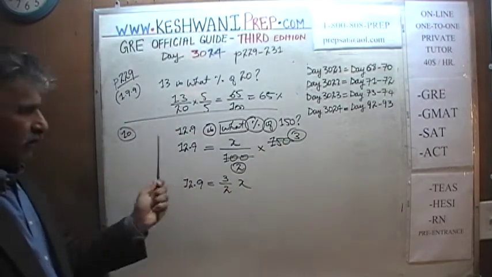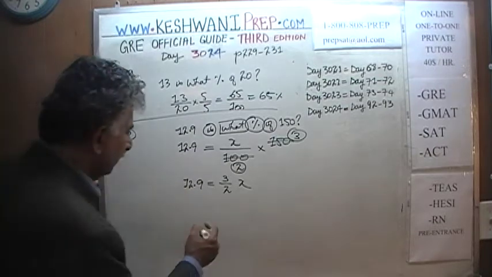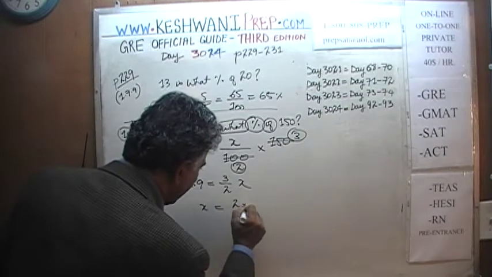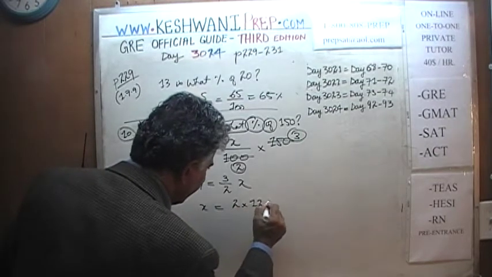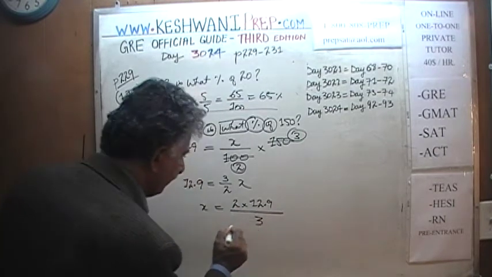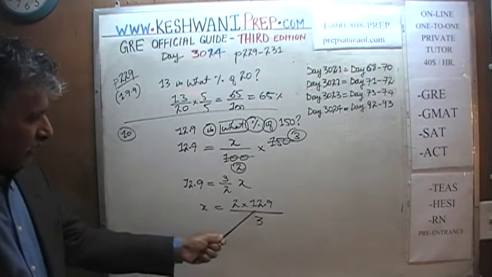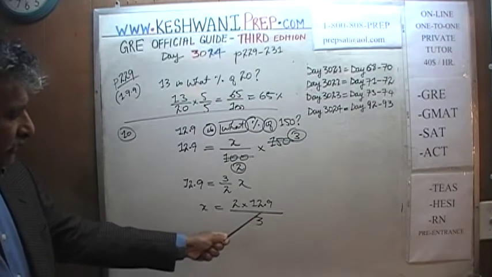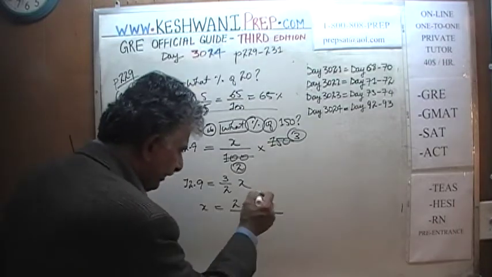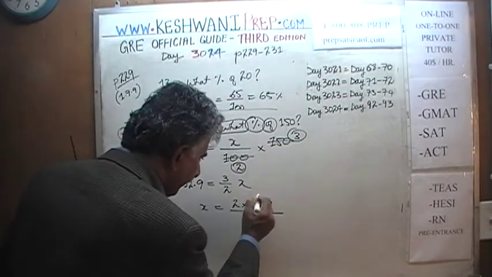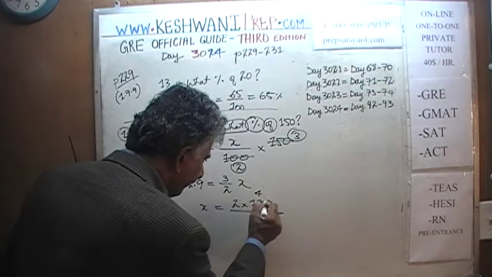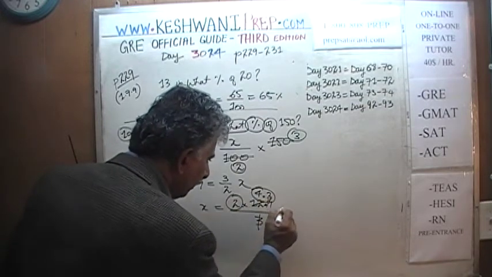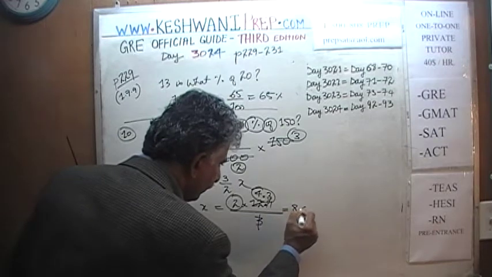Now let's cross multiply. So x is simply going to be 2 times 12.9 over 3. 12.9 is divisible by 3. I know if you can see it, 12 is divisible by 3 and 9 is divisible by 3. So let's divide top and bottom by 3. 12 has 4 threes, then we have our decimal, and 9 has 3 threes. So it's 4.3 times 2, which is going to be 8.6.